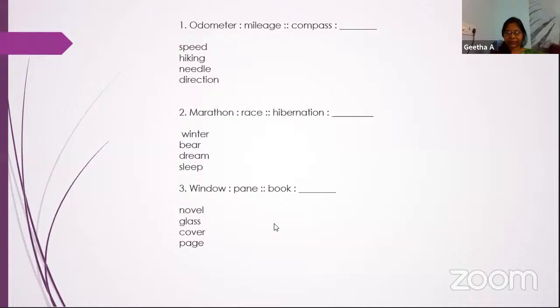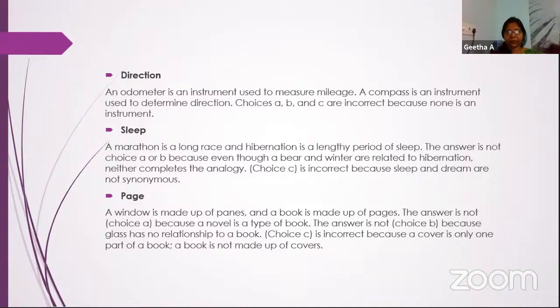So we'll just see what is the answer. This is along with the explanation also. An odometer is an instrument used to measure the mileage. Compass is an instrument which is used to determine the direction. So A, B, and C are not correct because none are an instrument. When you look into the second one, sleep is the right answer. A marathon is a long race, and hibernation is a lengthy period of sleep. So bear and winter are related to hibernation, but they don't complete that relation which the question has, right? So that is the reason we don't go with bear and winter.